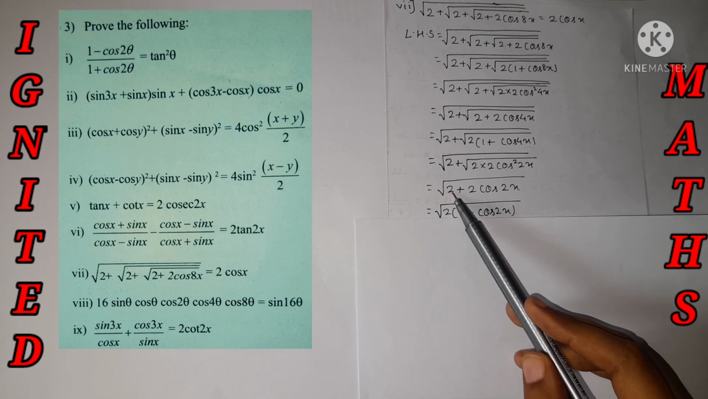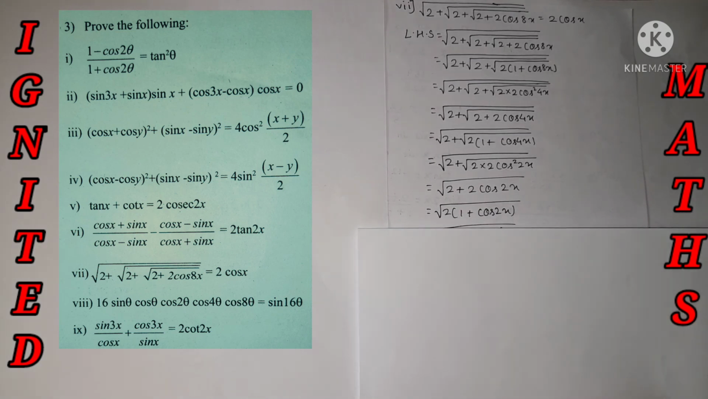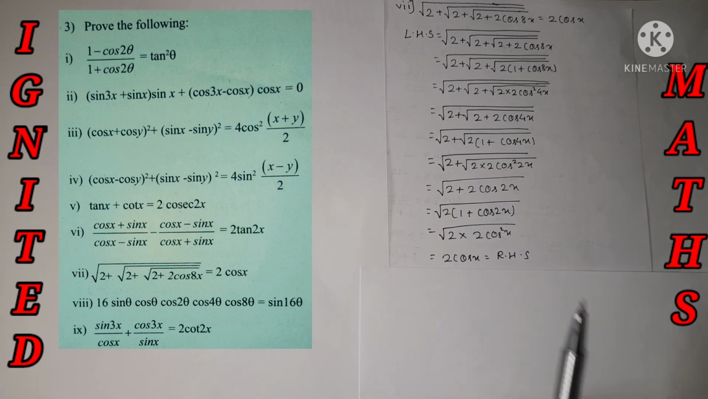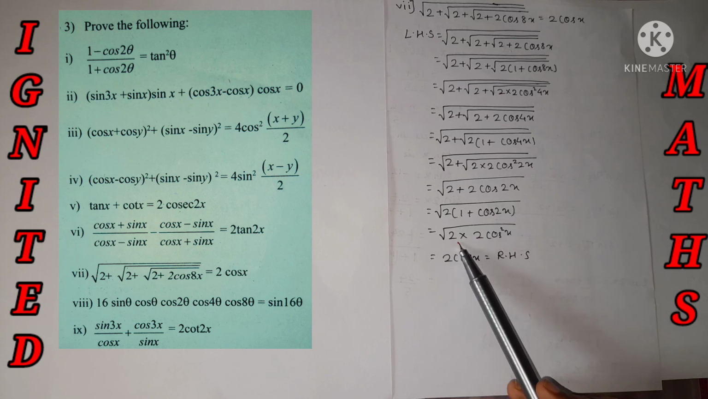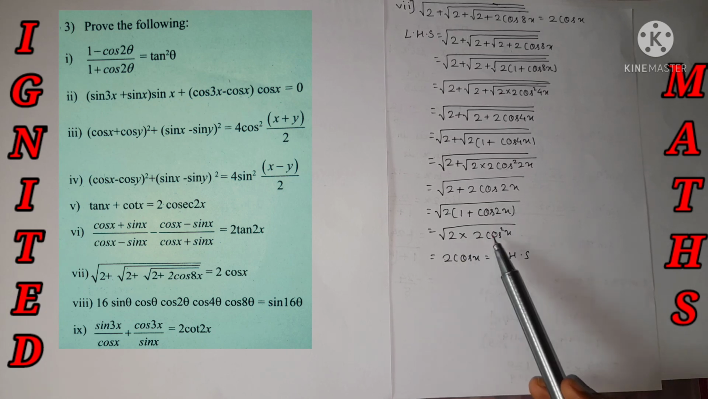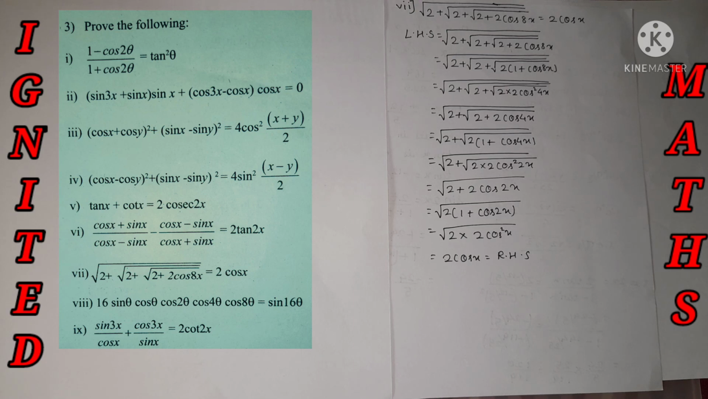So now also 2 is common. Take it common: 1 plus cos 2x. Apply the formula over here, and root of 2 into 2 is 2, and root cos²x is cos x. So this is nothing but the RHS value. I have mentioned while doing the sum that this is one of the most important according to the board, and we need to plan accordingly and do the solution.